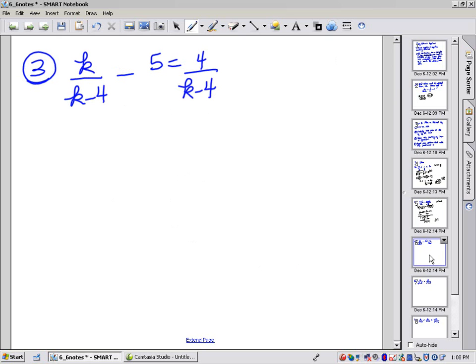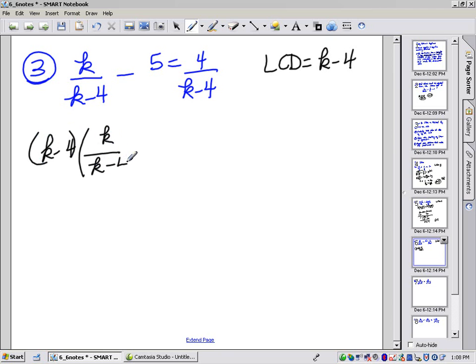k over k minus 4 minus 5 is equal to 4 over k minus 4. So here, the least common denominator, again, is just what's in the denominator, which is k minus 4. So if we distribute this k minus 4 to each term of the equation, we will get a new equation without fractions. But it is equivalent.